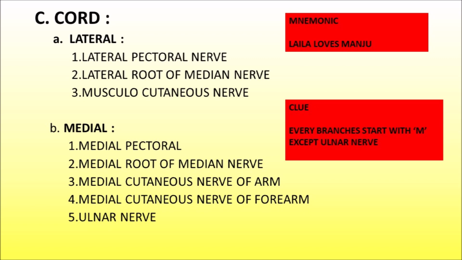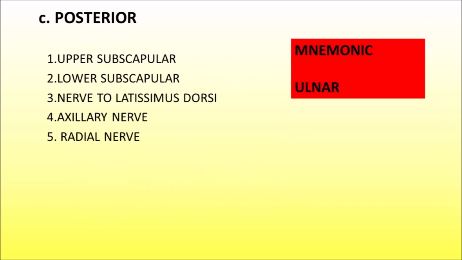The word medial and the branches of the medial cord begin with the letter M except the ulnar nerve. So, which is the medial pectoral, medial root of median nerve, medial cutaneous nerve of the arm and the forearm, and the ulnar nerve. Let us move on to the last cord, which is the posterior cord.